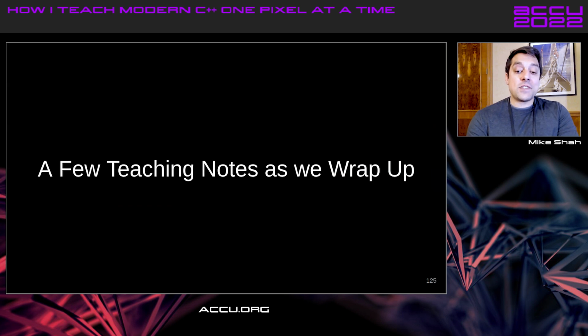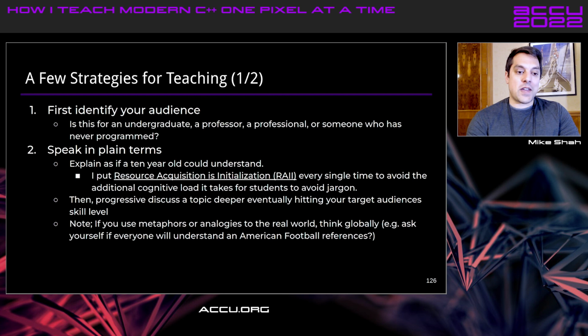All right, so just a few teaching notes here as we wrap up, and then we'll go to the Q&A. Again, strategies for teaching: you have to identify your audience first. Is it an undergraduate, another professor, some professional programmer, someone who's never programmed, and sort of understand that. The second thing I found valuable, again, this is very applicable perhaps in a university setting, is explain things as if a 10-year-old could understand, or a 5-year-old is sort of the understanding.